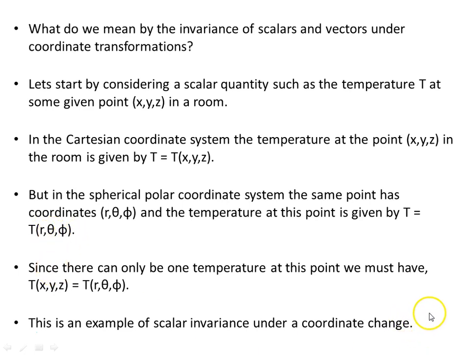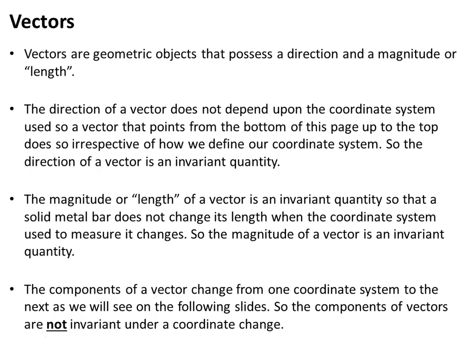Now, since there can only be one temperature at this point in the room, we must have T of x, y, z equal to T of r, theta, phi. So this is an example of scalar invariance under a coordinate change. Vectors. Now, vectors are a geometric object that possesses a direction and a magnitude or length.